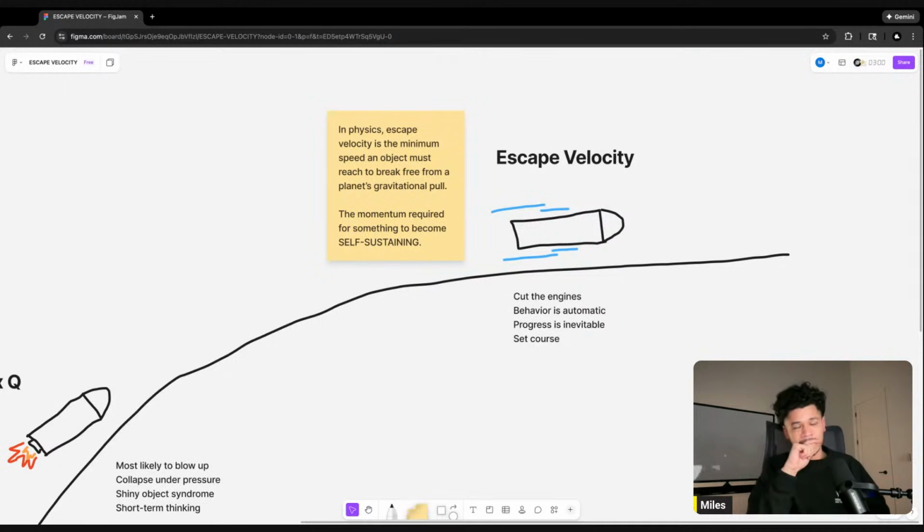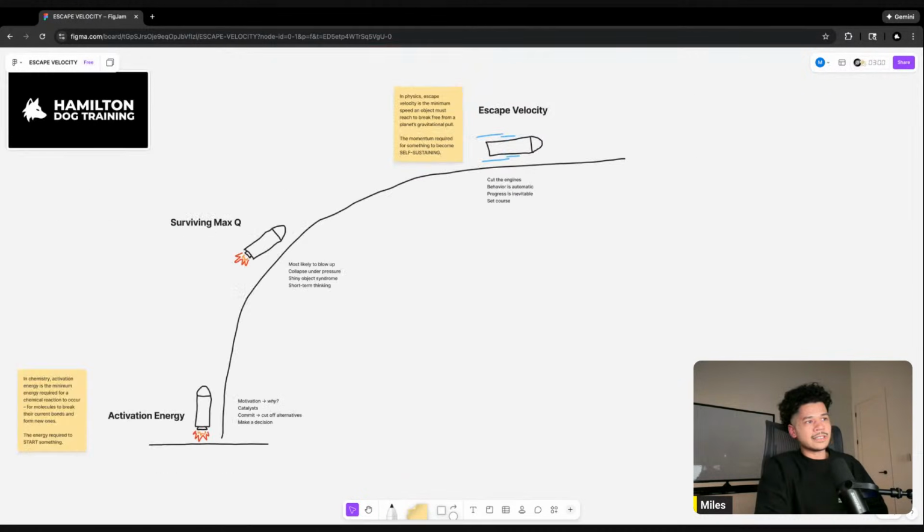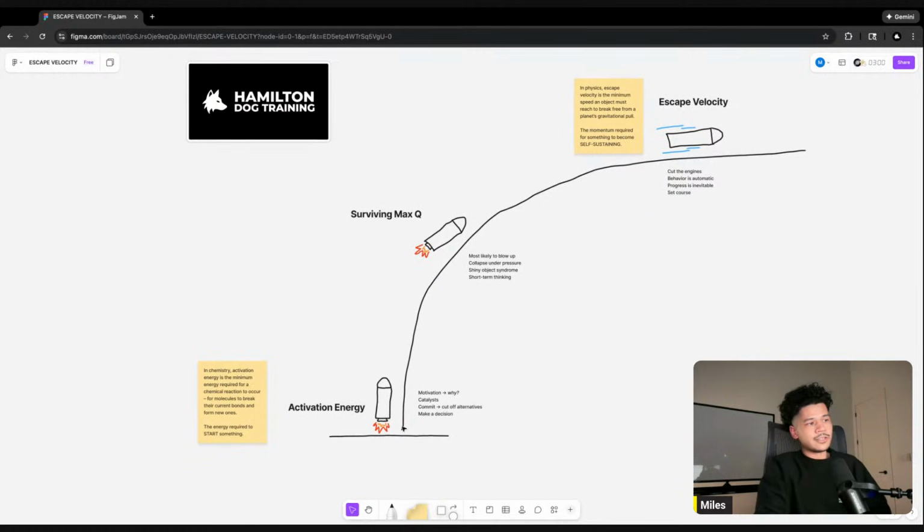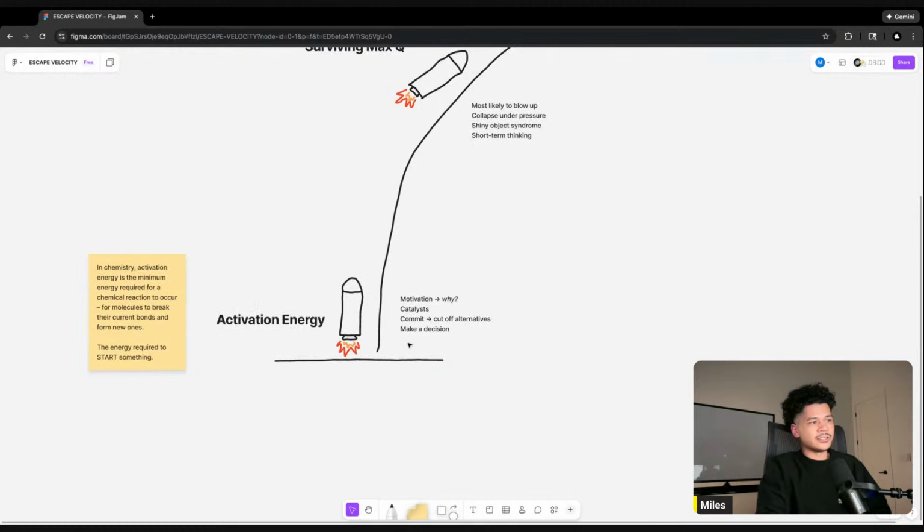And I will go ahead and tie that into this because it's a really important visualization of where people are in their training journey. So let's go ahead and start here on activation energy. This, by the way, is where a lot of people on YouTube are. All right, they're in between these two things here. And we'll get to Max Q in just a second. But let's zoom in on activation energy.